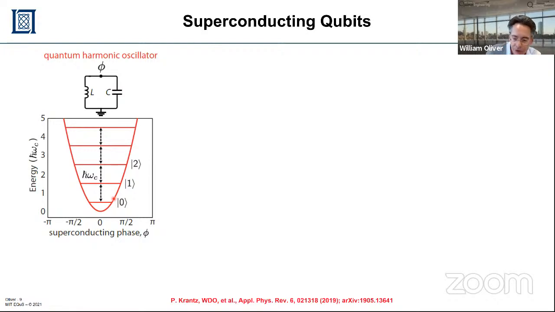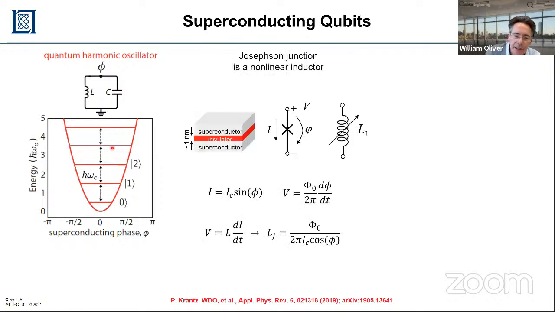Right? The voltage and the current, they don't commute at this stage, right? So it's really a quantum mechanical circuit. But it's not a qubit yet. And the reason is that the 0, 1 transition and the 1, 2 and the 2, 3, they're all degenerate in this harmonic oscillator. So to make it a qubit, we need to add a nonlinear element.